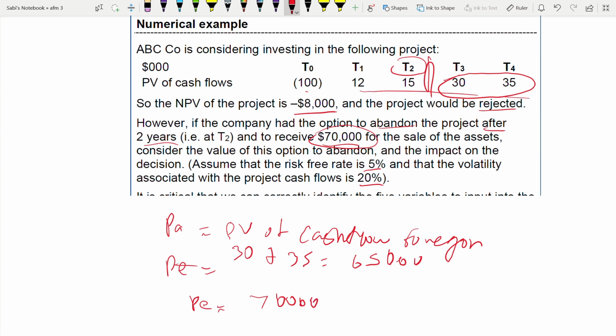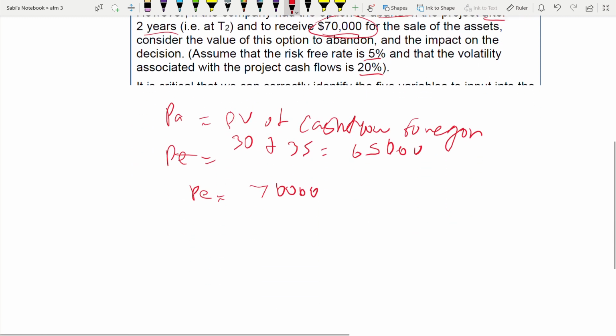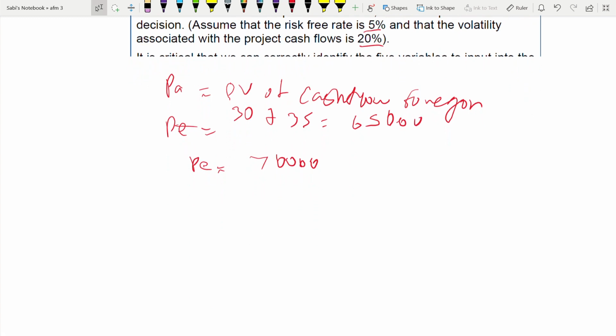Okay, so now you know all the 5 variables. Always, before you start valuing a real option using Black-Scholes, make sure all your 5 variables are there. You should know your risk-free rate, your standard deviation, your time, your exercise price, and your underlying asset price. Then you calculate D1.